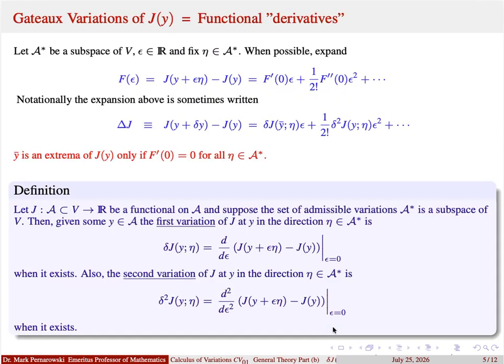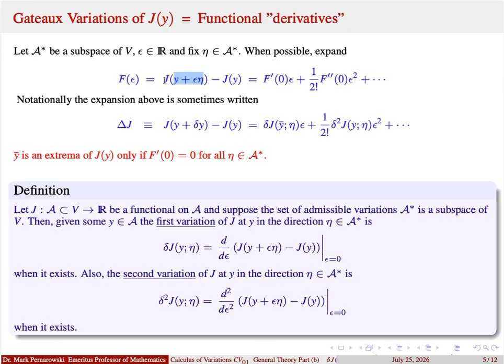Let's move on. Let's talk about the most important thing. This is it right here. The Gateaux variation. I'm always going to be talking about an eta which is in the admissible set. So y's are going to be things that start in the admissible set, and etas are going to be things that are in the admissible variation space. So when I add these two things together, they're still in the admissible set.